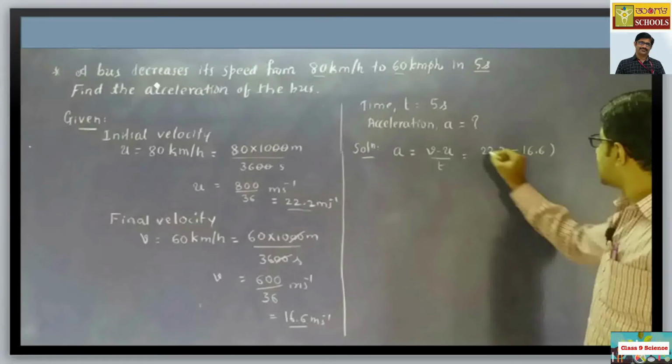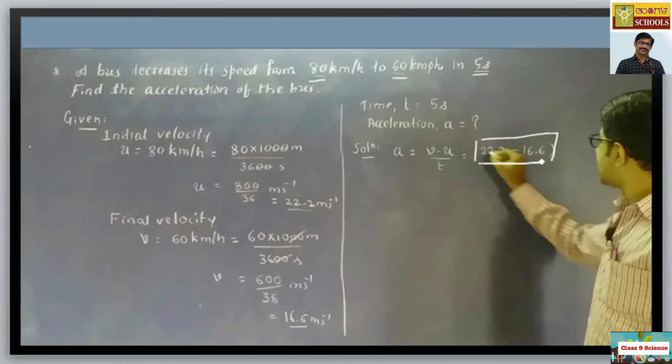So a bus decreases its speed from 80 km per hour to 60 km per hour in 5 seconds. Find the acceleration of the bus. So we took the initial velocity 80 km per hour into meter per second. We got 22.2 meter per second, and on the other hand final velocity is taken as 16.6 meter per second, and time being 5 seconds. What will be the acceleration? So this is the point where the error occurred.